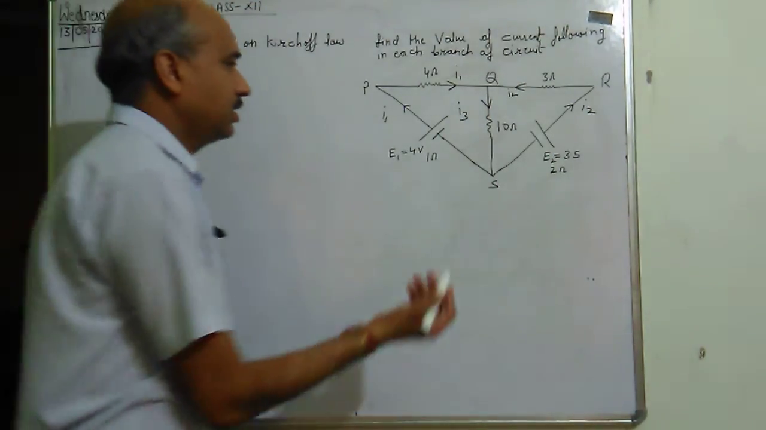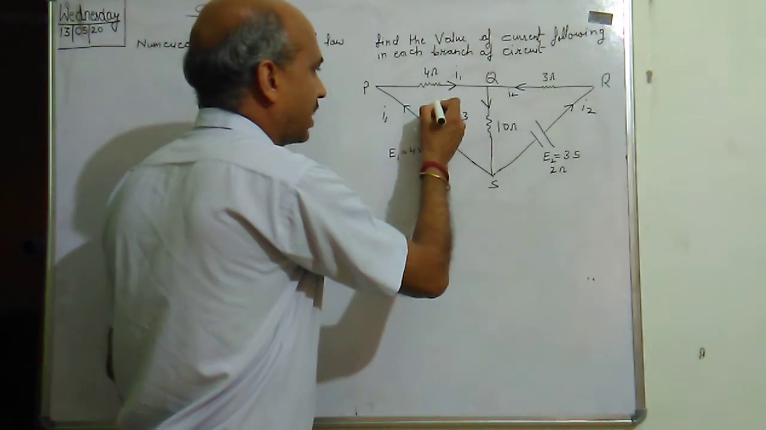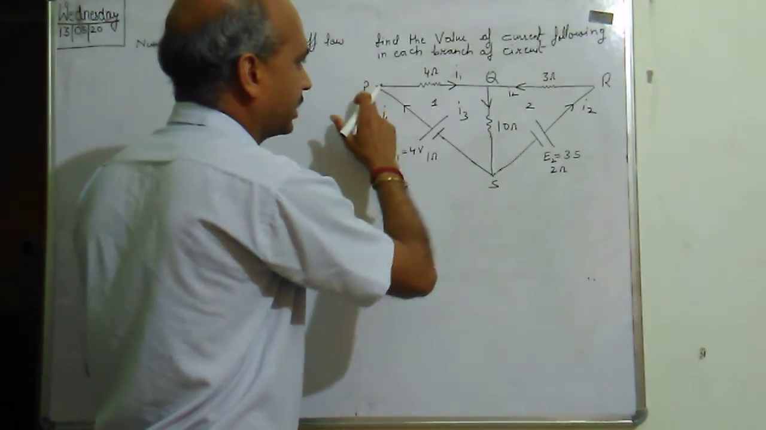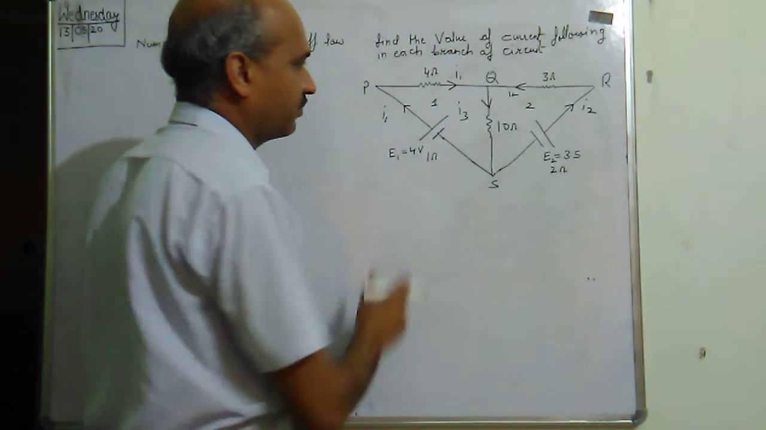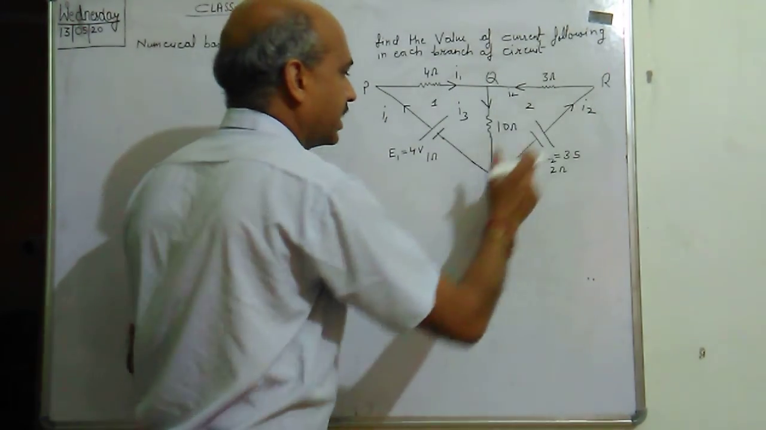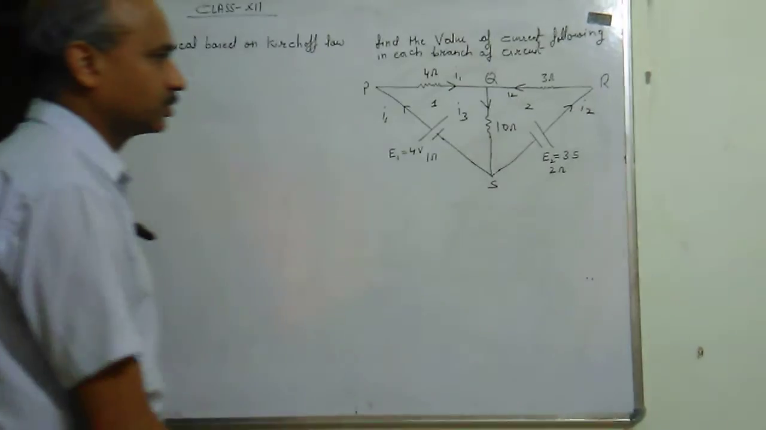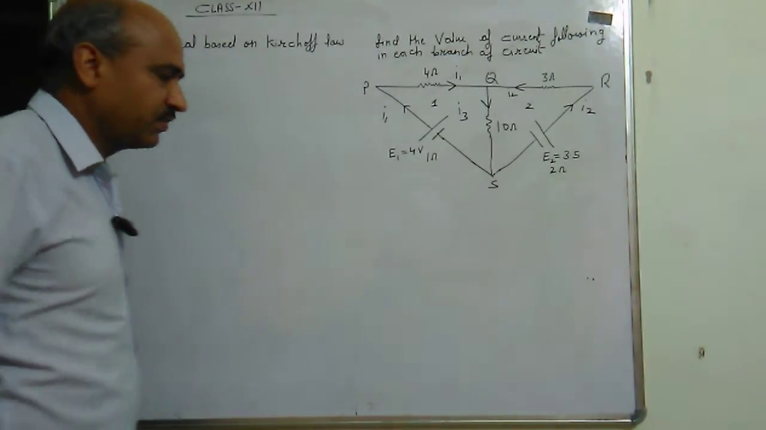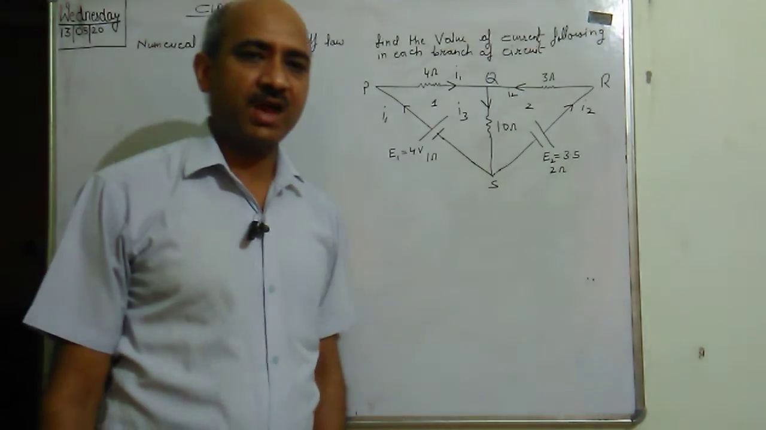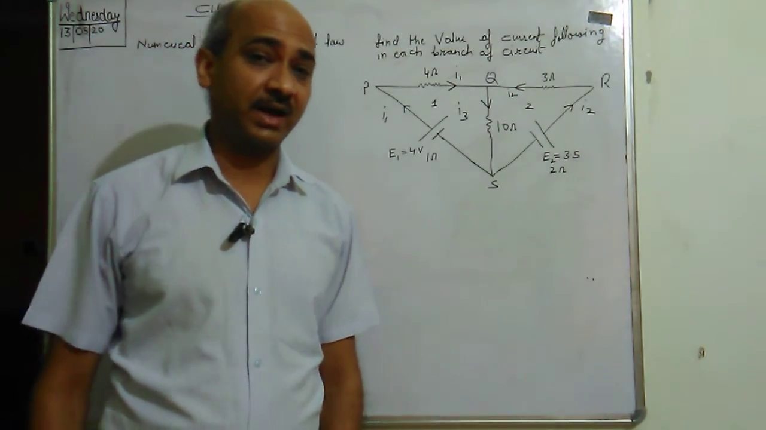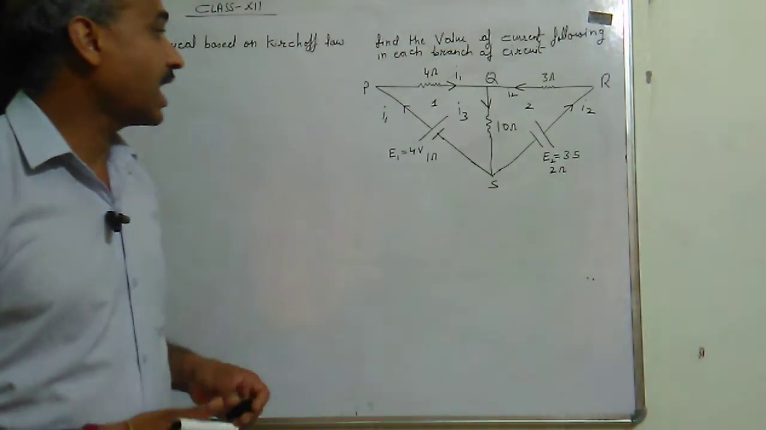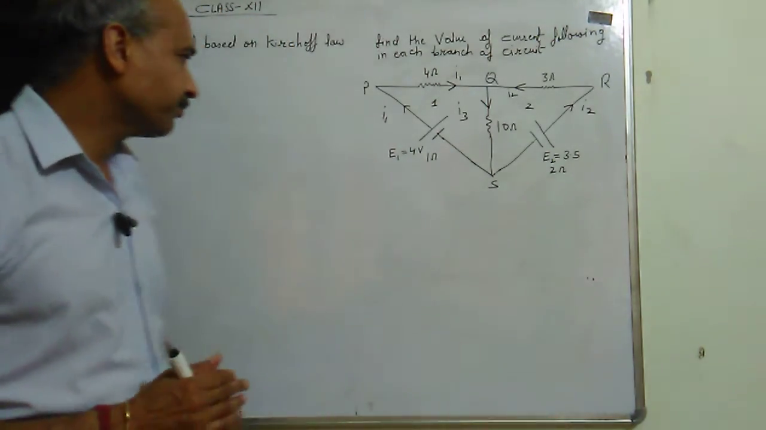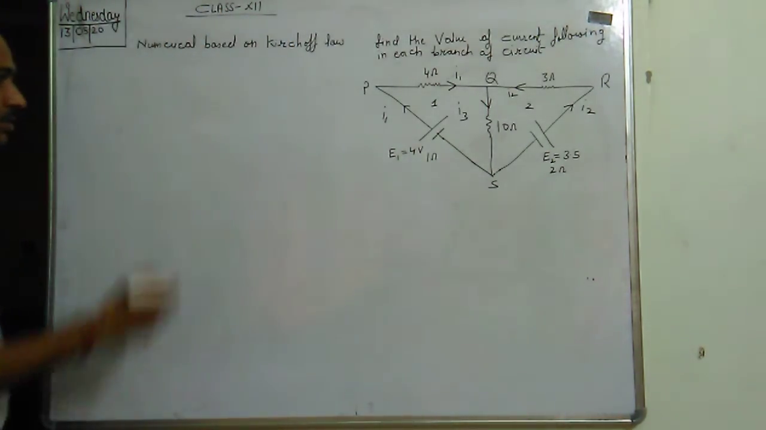Okay, so we have marked the direction of the current. Now let us mark the loops. This is my first loop and this is my second loop. PQSP is the first loop and QRSQ is the second loop. So these are the two loops we have. Now we have to apply Kirchhoff's first law and second law and find the values of I1, I2 and I3.